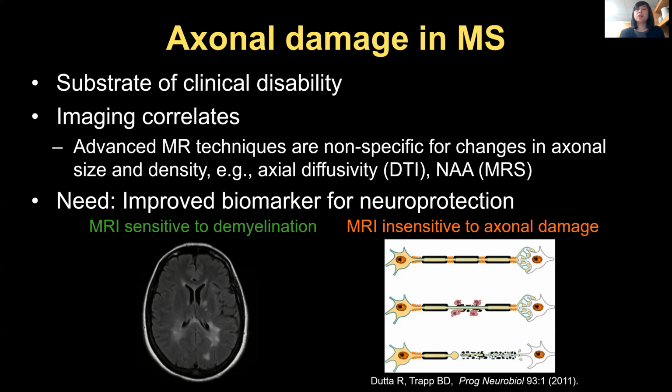And while demyelination is considered the hallmark of MS pathology, the resulting axonal damage is thought to be the pathologic substrate for clinical disability. So essentially, damage to the axons over repeated episodes of demyelination ultimately leads to the neurodegenerative component. Of note, the imaging correlates that are available for axonal damage are actually quite limited for MS.